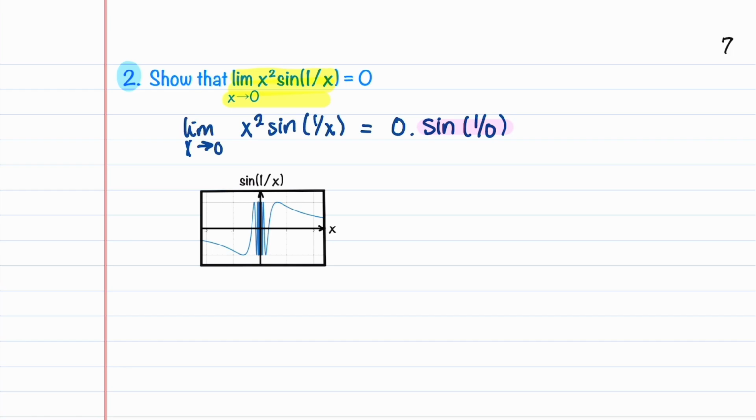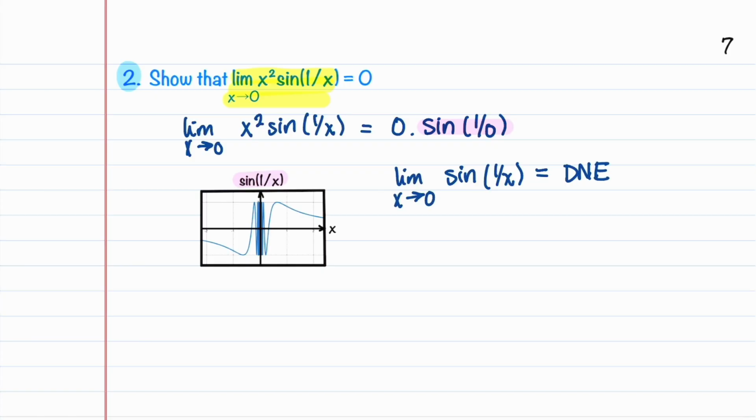Since we don't know how to evaluate it, I went ahead and graphed sine of 1 over x so that we can see what's going on as x gets close to 0. You can see that sine of 1 over x has what we call oscillatory behavior. That means that it's oscillating between two values and never settles down to one single value. Because of this, we say that the limit as x goes to 0 of sine 1 over x does not exist.